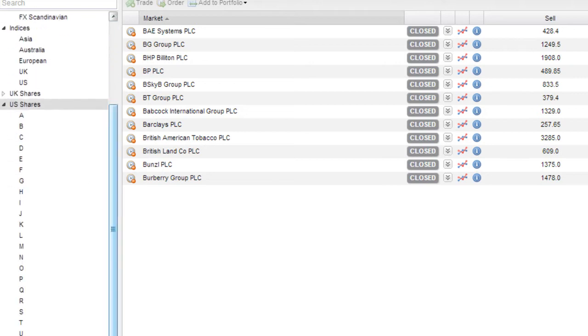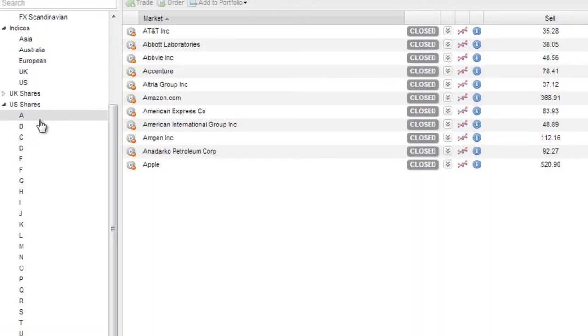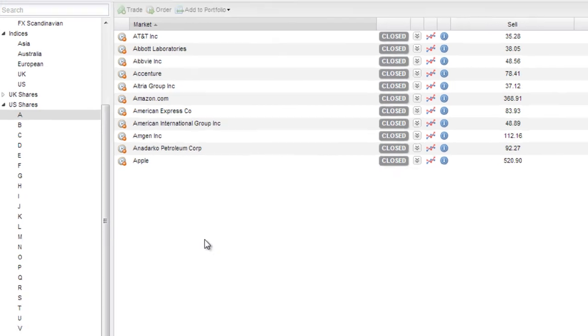US shares, we can have a look here. Again, this market's closed until the US market opens here, but you can see Amazon tradable here. We've got Apple trading to around the 520 mark at the moment. American Express, so popular stocks on the US markets as well can be traded.